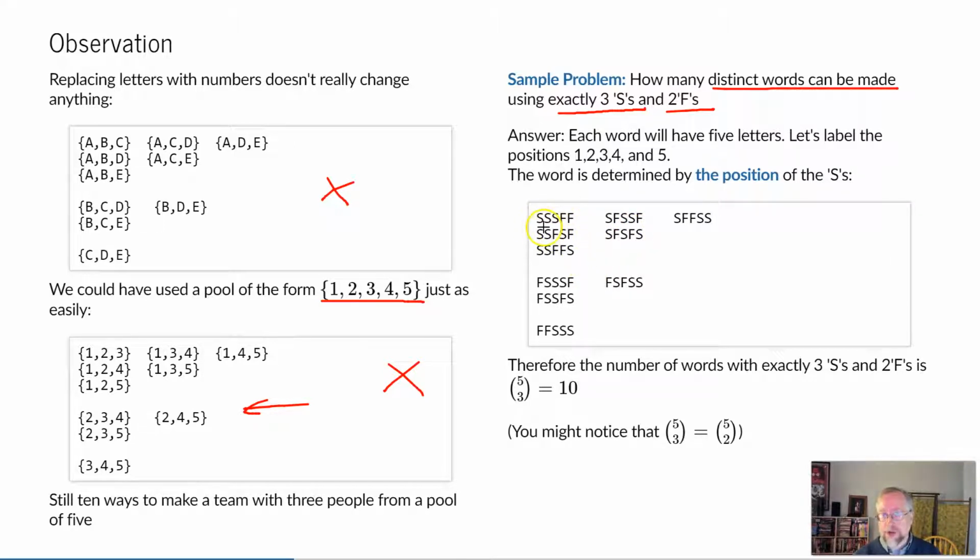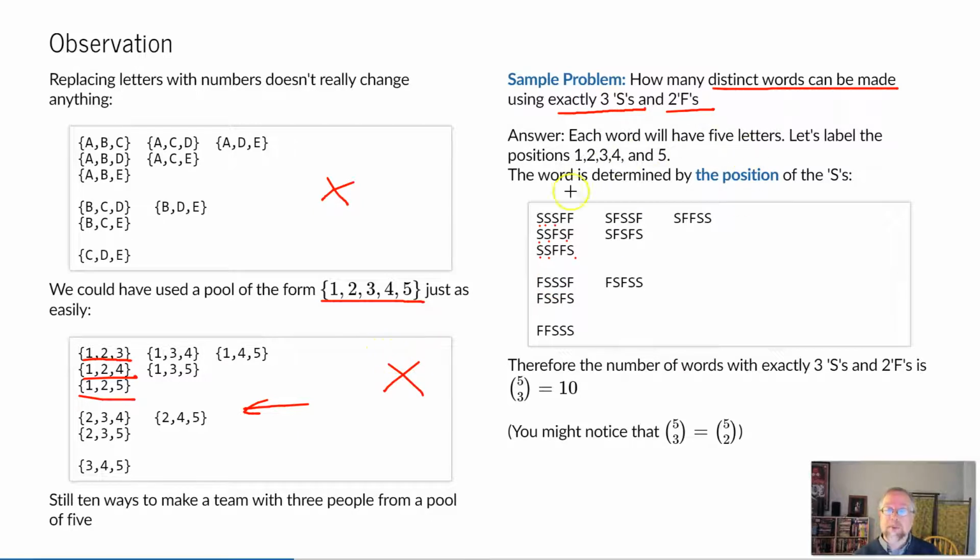It has 3 S's in it. And here I have S in position 1, in position 2, and position 3. Then I have F's in position 4 and position 5. So you could almost think of this as the positions are specifying which of the locations are in team S. Right? So 1, 2, and 3 are where my S's are. 1, 2, and 4 are where these S's are. 1, 2, and 5 are where these S's are. So I hope you see the pattern.